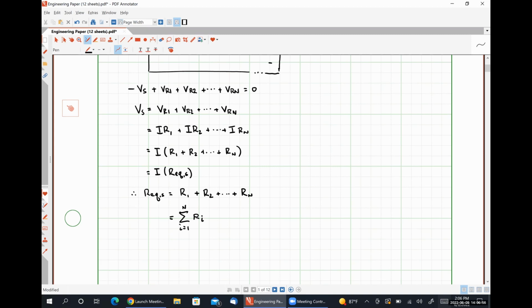Does anybody have any questions regarding combining resistors in series?